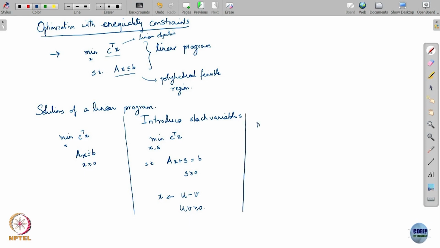So, I can make this change. Instead of minimizing c transpose x, it now becomes minimizing, with x replaced by u minus v, subject to A multiplied by u minus v plus s equals b, but I am going to keep u and v non-negative. So I will have the inequalities s greater than or equal to 0, u greater than or equal to 0, v greater than or equal to 0.